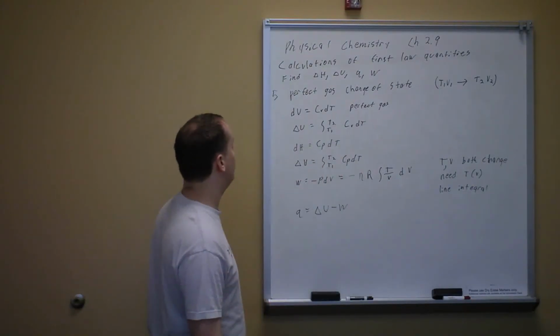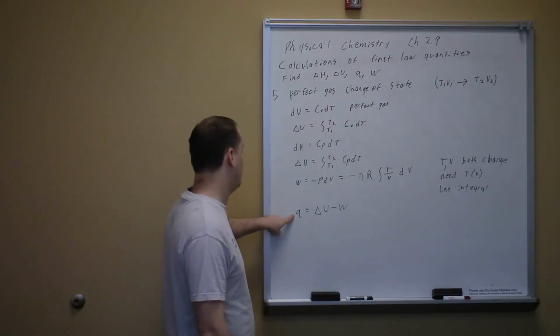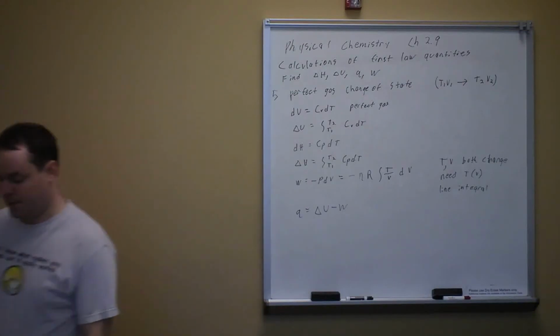Of course, for an ideal gas, you could just substitute that in. Anyway, Q is equal to delta U minus W.